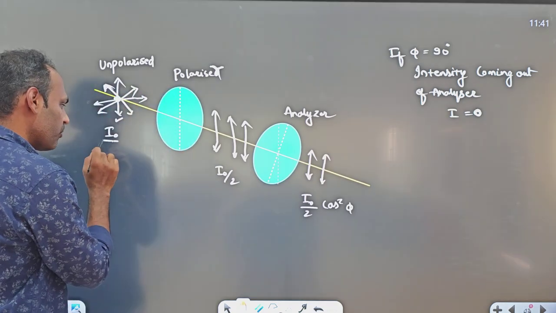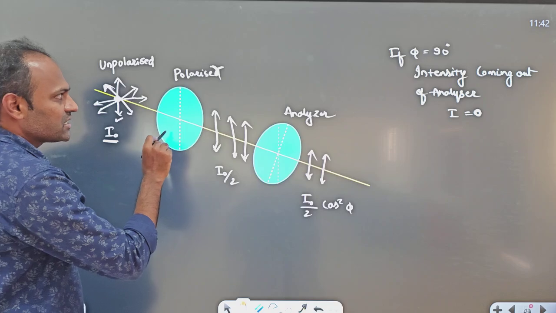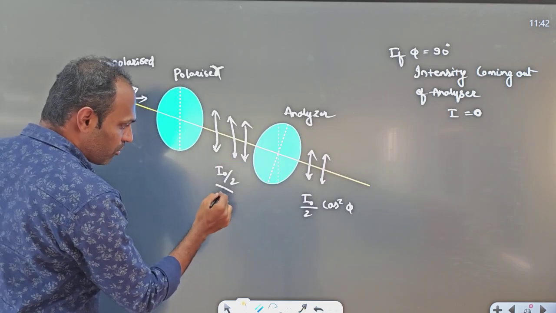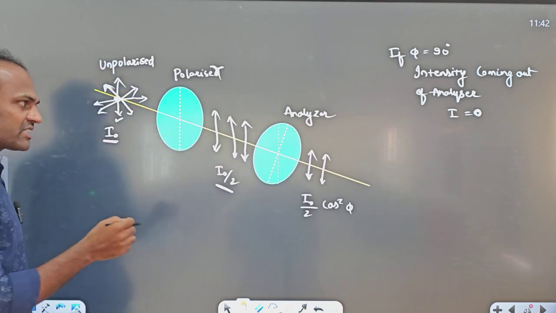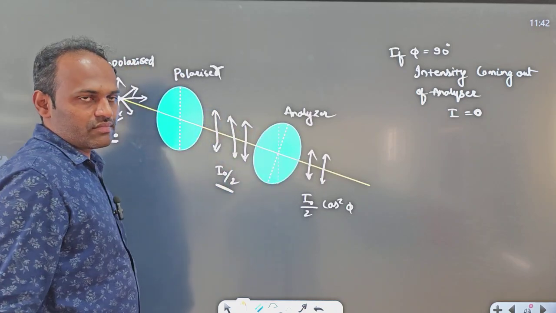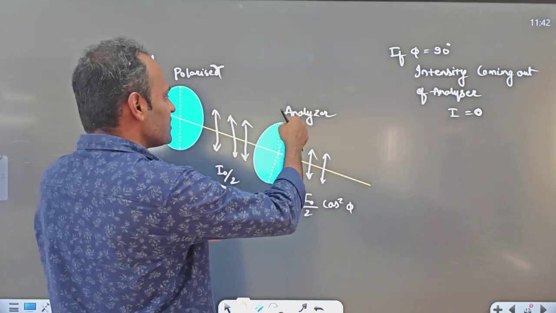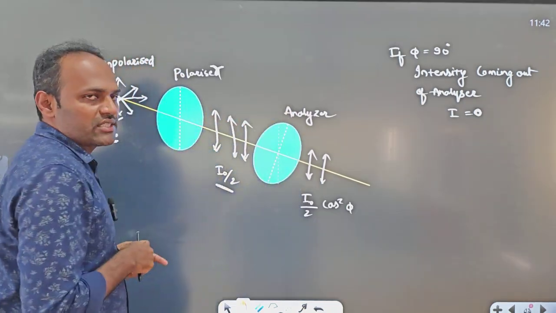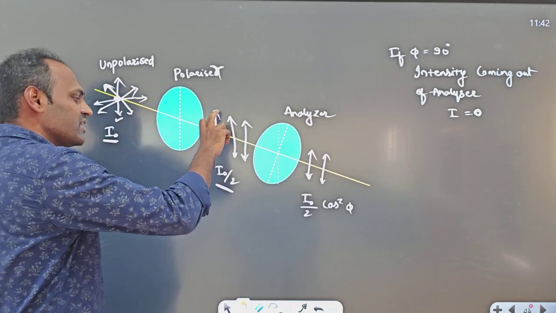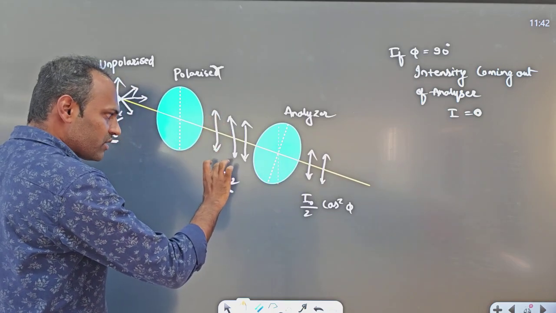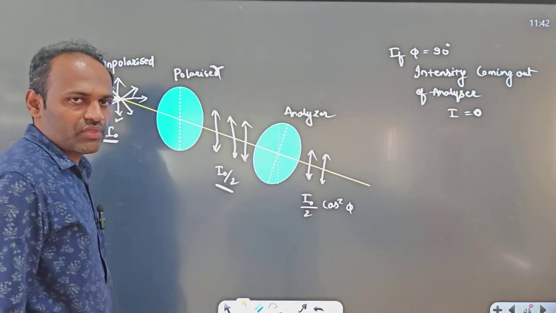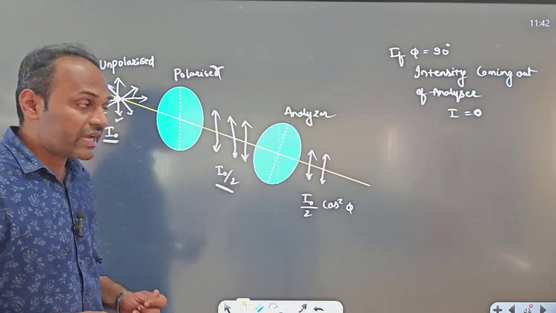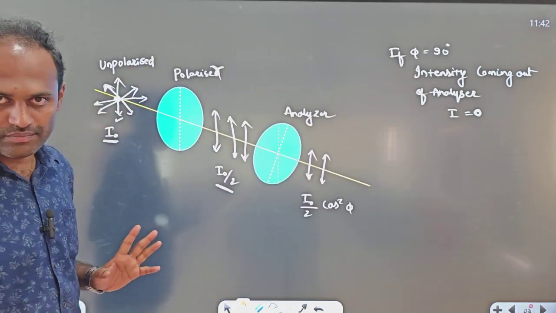So if the intensity of unpolarized light is I naught, then the intensity which is coming out from the polarizer is I naught by 2. I naught by 2. Next, this is the analyzer. If the axis of the analyzer is exactly parallel to the axis of the polarizer, then the same intensity I naught by 2 that came out of the polarizer comes out of the analyzer as well. If the axes of both of them are parallel.